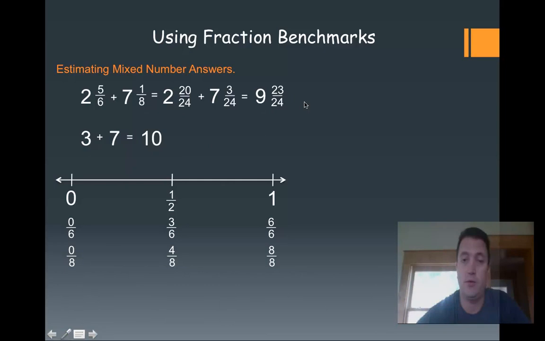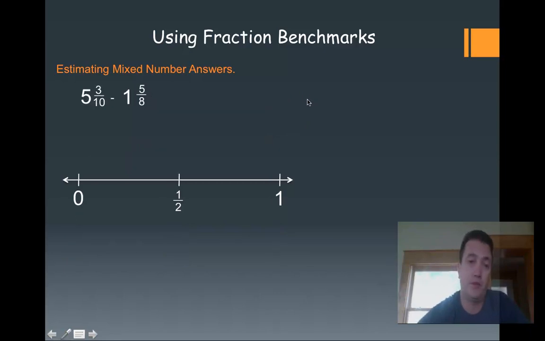I'm only 1/24th away. And really with all of these, when we're using 1/2 as our benchmark, we should never be farther than 1/2 away between our estimate and our benchmark number. So this should not be below 9.5 or above 10.5. Okay, so let's look at another one.